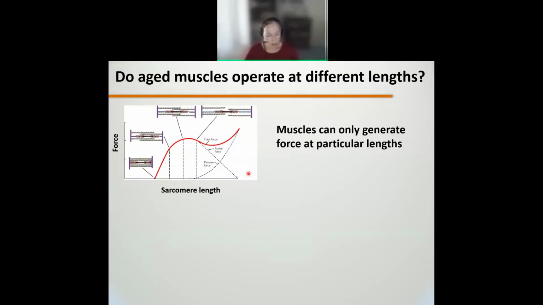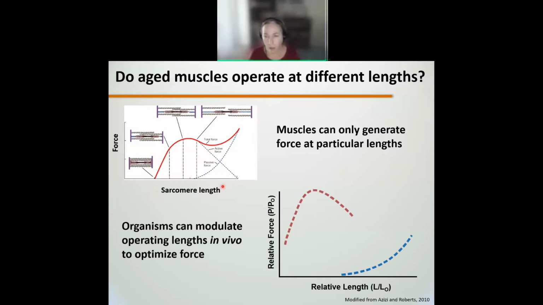So one of the things that started to intrigue me is this idea of a muscle's operating length. So we know that muscles can only generate force at particular lengths. If they're too short, they don't have enough actin-myosin overlap, so they can't produce as much force. If they're too long, we actually start to see some damage occur. So animals tend to stay away from these longer lengths, except in some amazing examples.